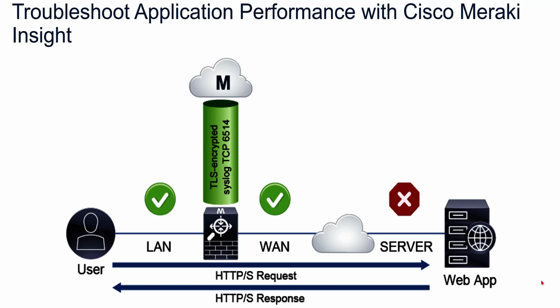Now let's talk technically about what's happening behind the scenes. The MX appliance is acting as a collector. It's doing deep packet inspection on the HTTP or HTTPS traffic, HTTPS being port 443 and HTTP being port 80, and it's extracting things like latency metrics, round trip times, server response delays, application performance data, and then that metadata is collected and sent to the Meraki cloud using a TLS encrypted syslog message over TCP port 6514.